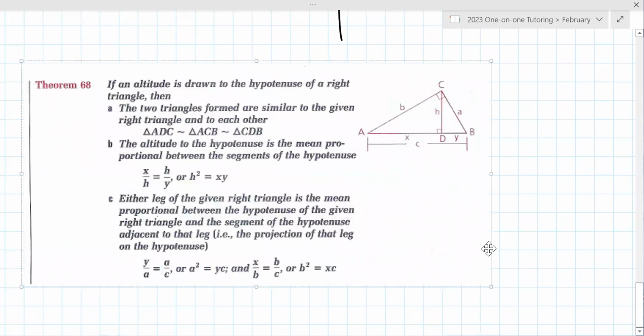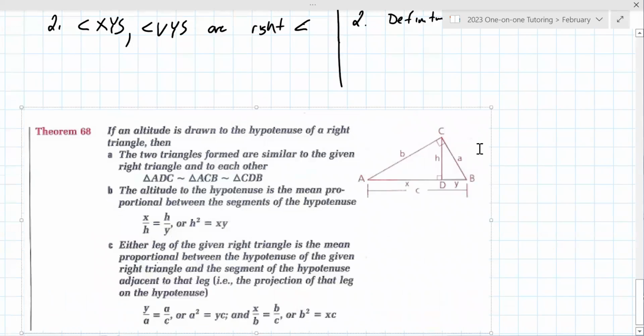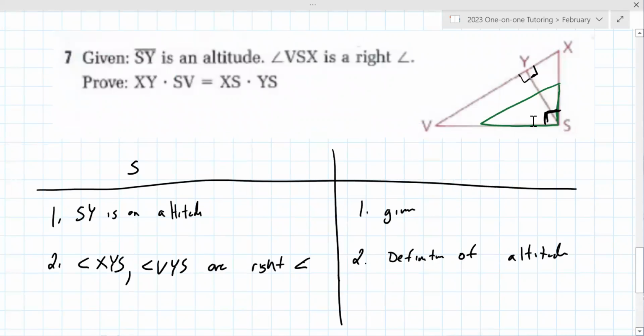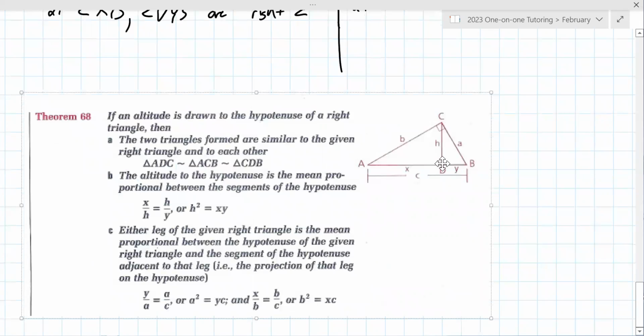So if an altitude is drawn to the hypotenuse of a right triangle, that's essentially what we have here. We have CD, or this one's CD, but you have SY. So since that's there, the two triangles formed are similar to the given right triangle and to each other. And that's essentially what we have here.